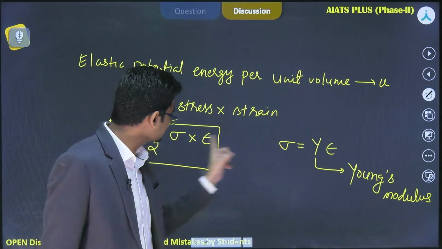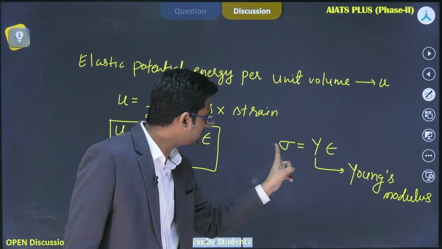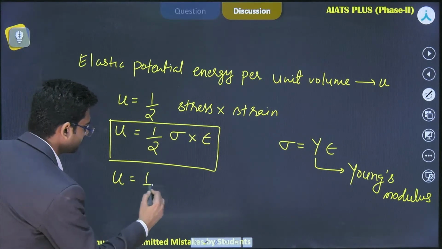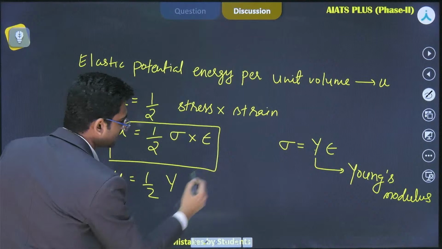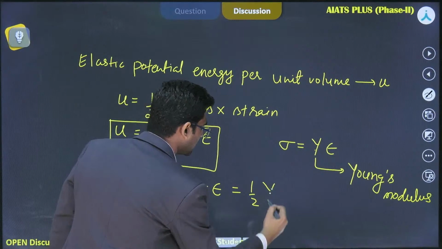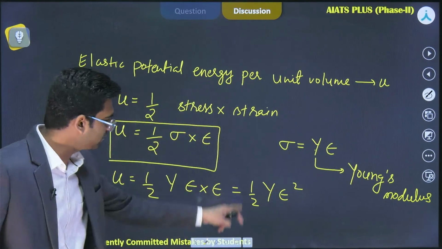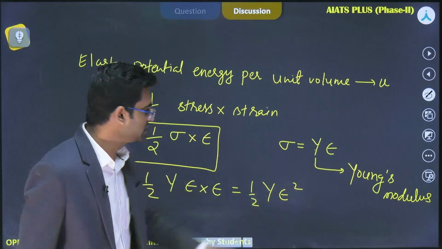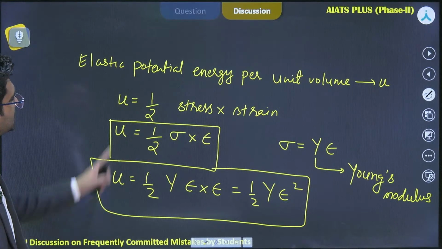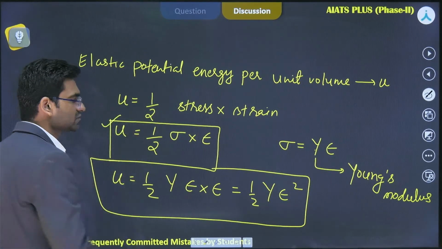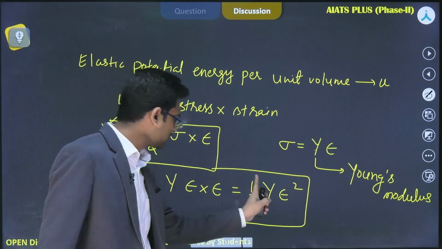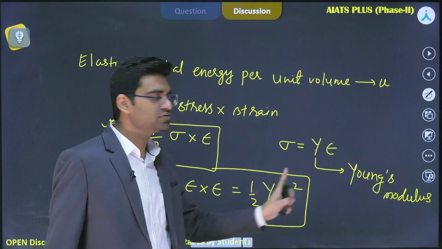I can eliminate this sigma with the help of this formula. I can write sigma equals Y into epsilon. So half sigma epsilon becomes half Y epsilon, and epsilon is already here, so it will become half Y epsilon square. That is half Young's modulus into strain square. This is another form of this formula. So elastic potential energy per unit volume can be written as u equals half sigma epsilon, or u equals half Young's modulus into strain square.